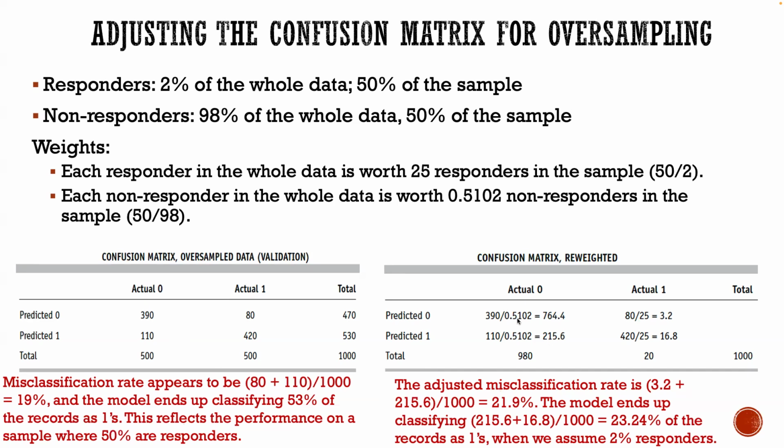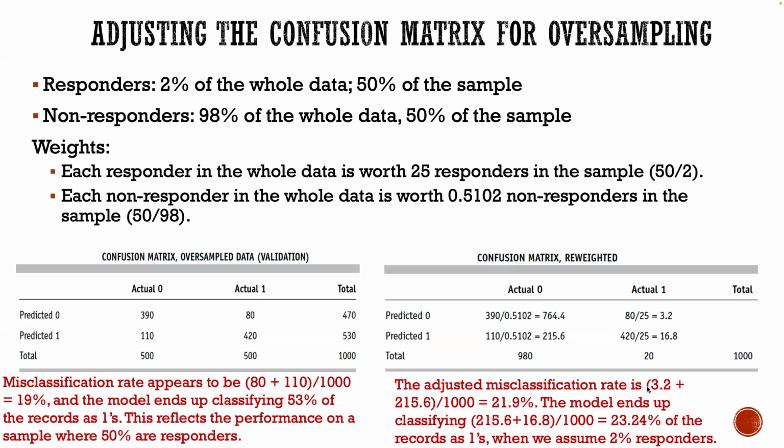Now, adjustment is done as follows. We have found the weights here, 25 and 0.5102. So for the class 0, we weigh these values 390 and 110 by dividing both of them by 0.5102. So we get new values here, 764.4 and 215.6. For class 1, which is our responder, where the weight was 25, we are weighing it by dividing each of these values by 25. It's 3.2 and 16.8. So those are the values here.